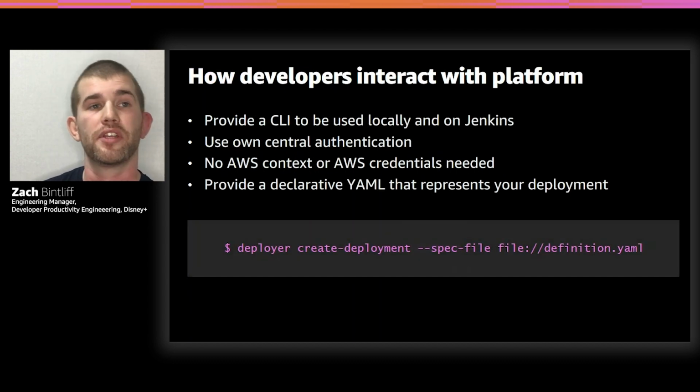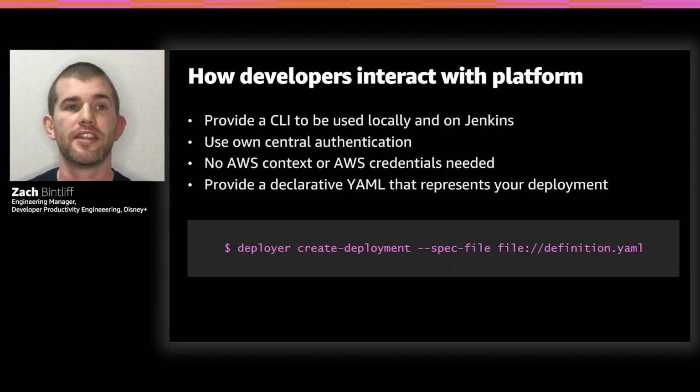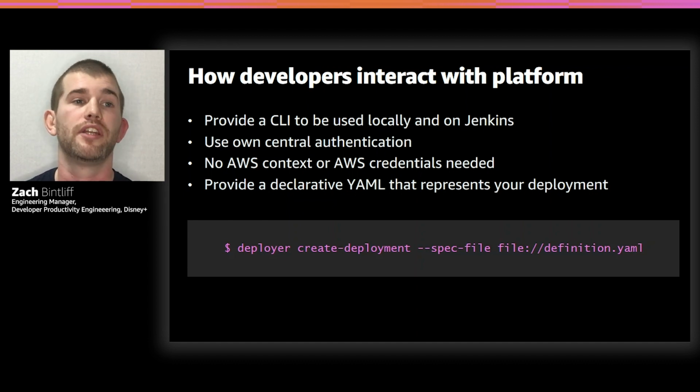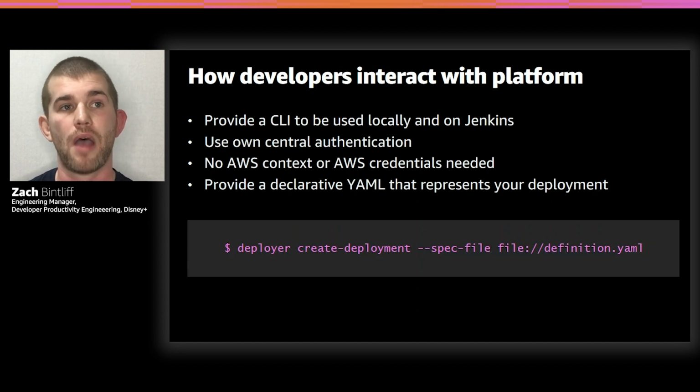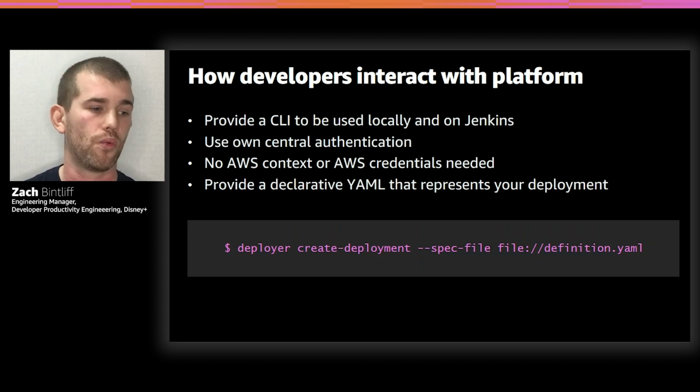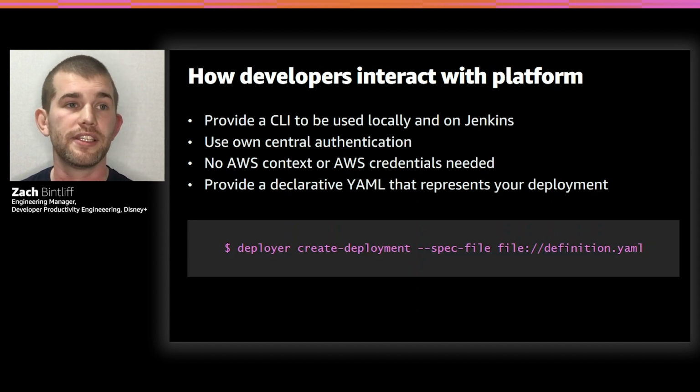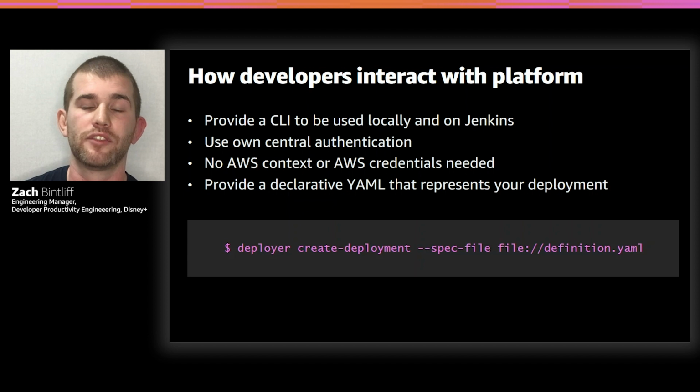So how do developers interact with this platform? It's easy. We provide a CLI that they can use both locally and on Jenkins. The key thing about this is our CLI has its own authentication mechanism. That means a developer doesn't need to worry about Amazon or which account they're operating in. There's no need to know anything about Amazon at all, set up credentials, CLI, nothing. They can just deploy. The command is there. You just say create deployment, and you pass the spec. Again, that spec looks like the spec file that we showed earlier. And that's it. The platform figures out all the Amazon context for you, assumes a role into it, and does everything on your behalf.